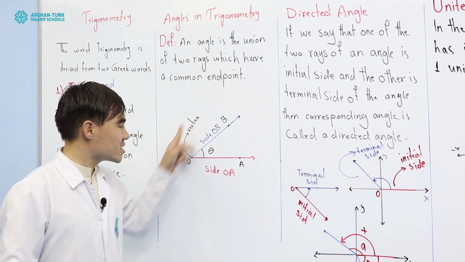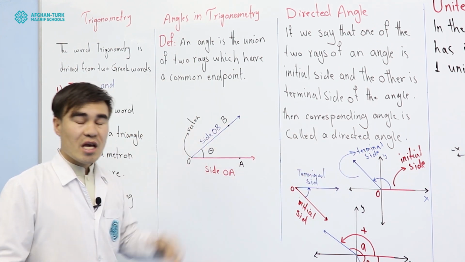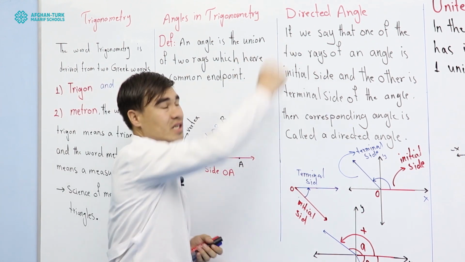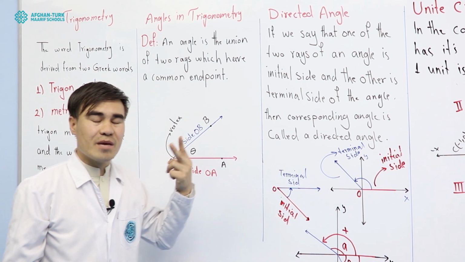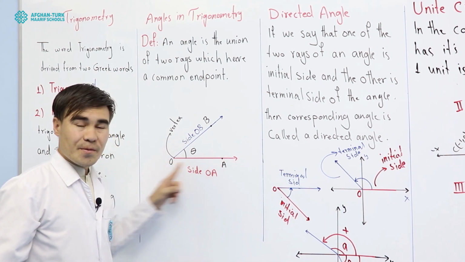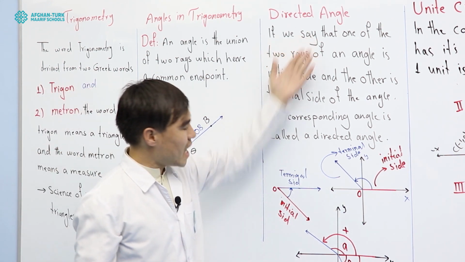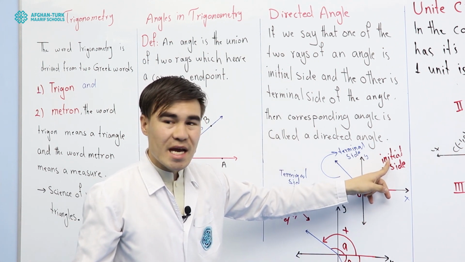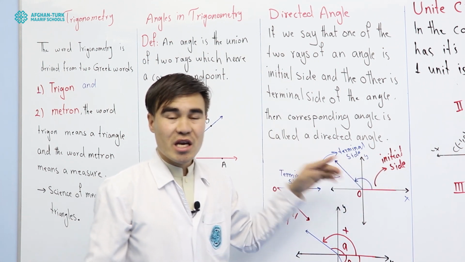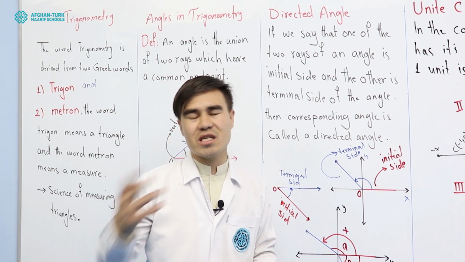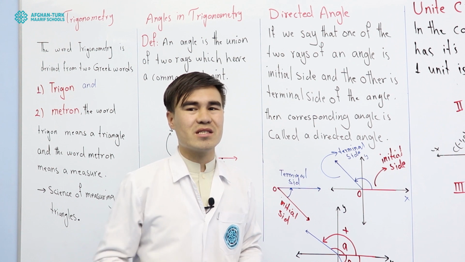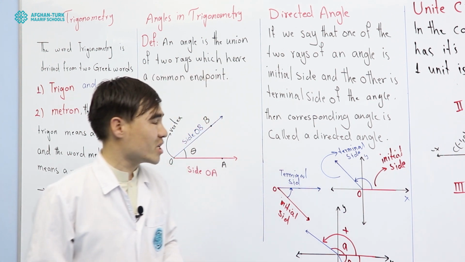What does it mean? We said an angle has two sides. To have a directed angle, we must name the two sides: one must be the initial side and the other must be the terminal side. If we name the sides of the angle this way, it is called a directed angle in trigonometry.